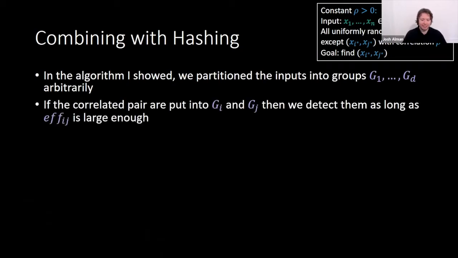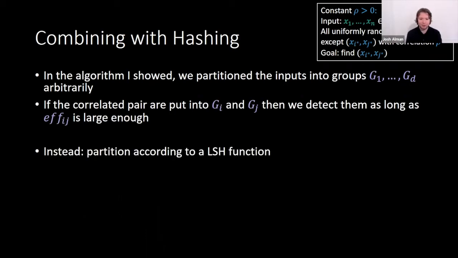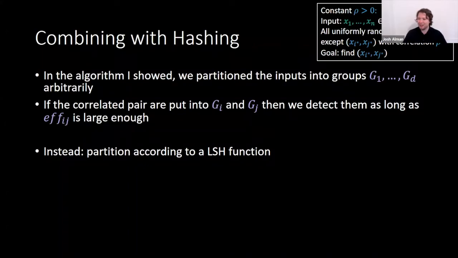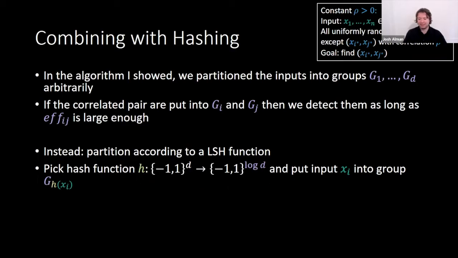And then what we saw is that if the correlated pair are put into groups i and j, then we'll detect them as long as the ij efficacy of our tensor is big enough. So what I'm going to modify is, instead of putting them into arbitrary or random groups, I'm going to partition them into groups according to a locality-sensitive hashing function. So I'll pick some function h, like the bit sampling one that we did before, and put input xi into the group whose index is the hash of xi.